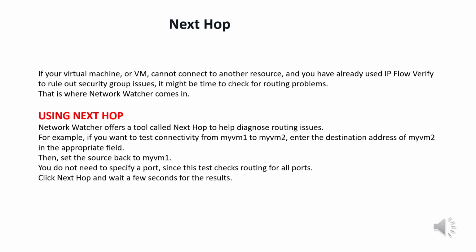For example, if you want to test connectivity from MyVM1 to MyVM2, enter the destination address of MyVM2 in the appropriate field. Then set the source back to MyVM1. You do not need to specify a port, since this test checks routing for all ports. Click Next Hop and wait a few seconds for the results.